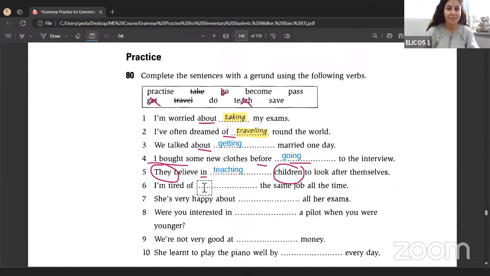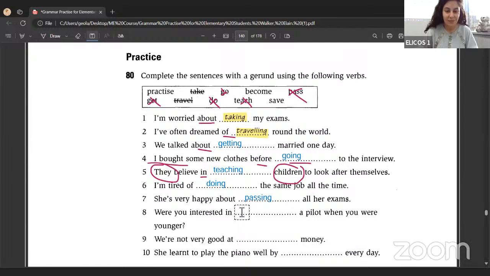I'm tired of doing the same job. Yes, very common expression. People say, I'm tired of doing this job. I'm tired of doing the same job all the time. Good. We could cross off doing. Javier. She's very happy about passing all her exams. Yeah, she's very happy about passing all her exams.